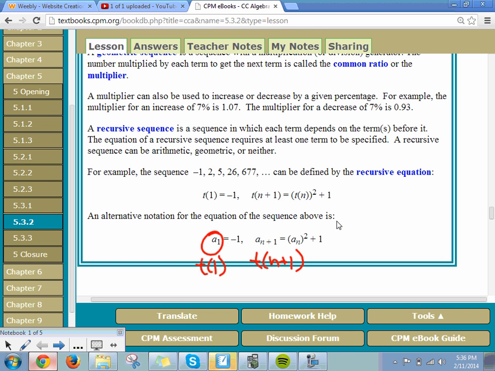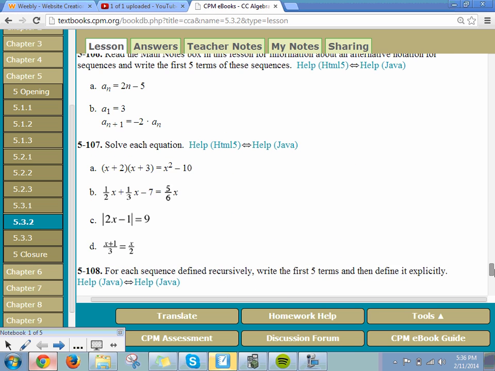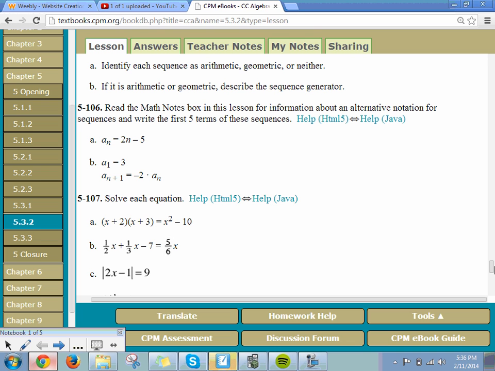A lot of you guys have been asking, well, why don't we just use s for sequence? Why are we using t of 1? There is some alternative notation, and that's all they really want you to see there. So let's go back to 106, and find the first 5 terms of these sequences.